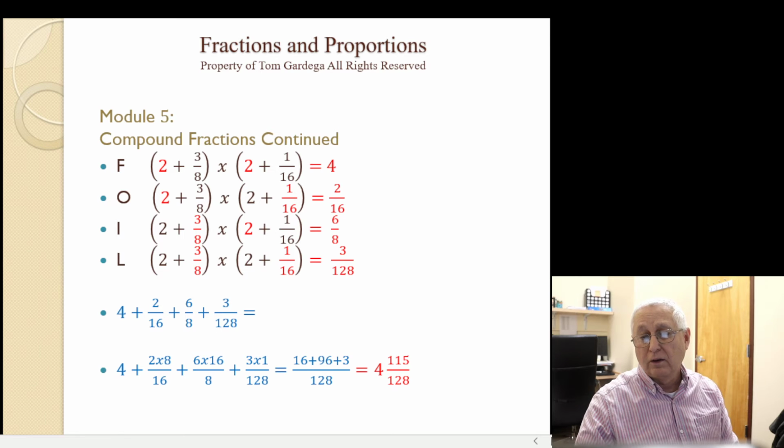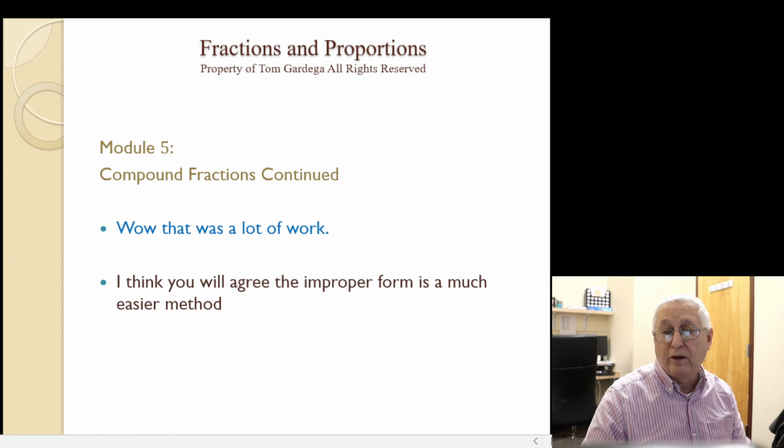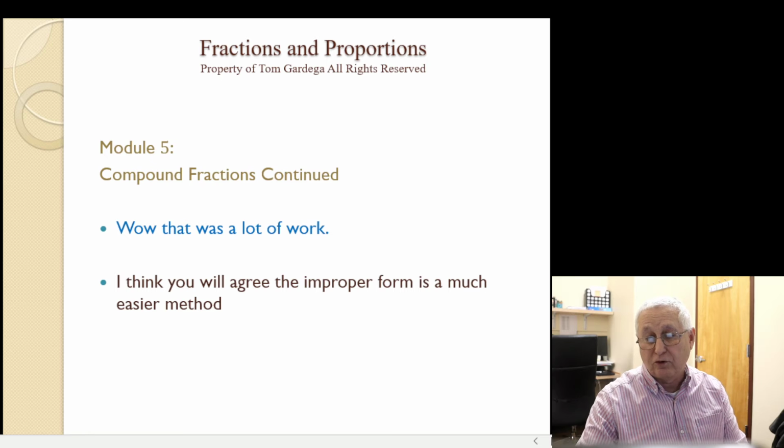So we have 4 and a common denominator of 128. 16 goes into 128 8 times. 2 times 8 is 16. 8 divides into 128 16 times, and 6 times 16 is 96. And 128 divides into 128 1 time, so 1 times 3 is 3. We add all this up, 4 plus 115 over 128. That was a lot of work, and I think you will agree the improper form is a much easier method to use. It's certainly a shorter time period to do it.